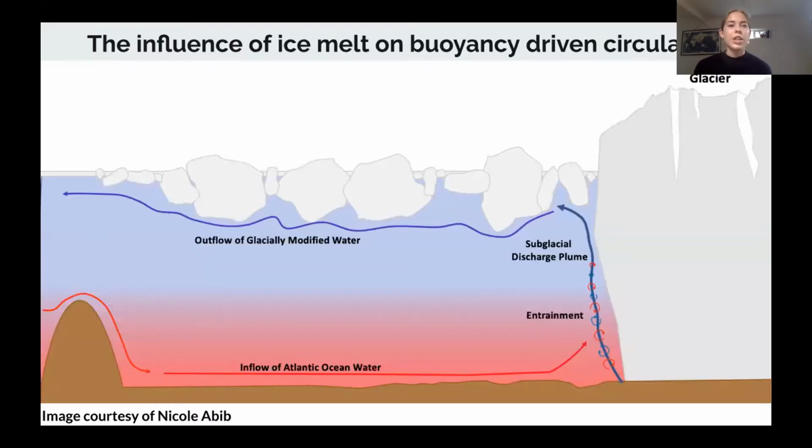Why changes in the water column are important is because of how they might influence buoyancy-driven circulation. Buoyancy-driven circulation is invigorated by density changes in the water column. In a fjord or the ocean in general, you'll get water masses stratified by density. The densest layer is going to be at the bottom, of course, and the least dense water is going to be at the surface. In the case of a Greenland fjord, your densest layer is this Atlantic Ocean layer, and your least dense layer is the freshwater melt from the glacier.